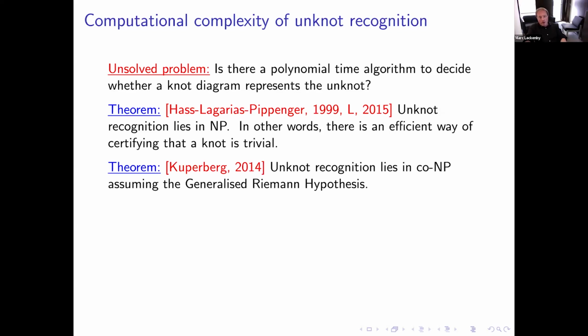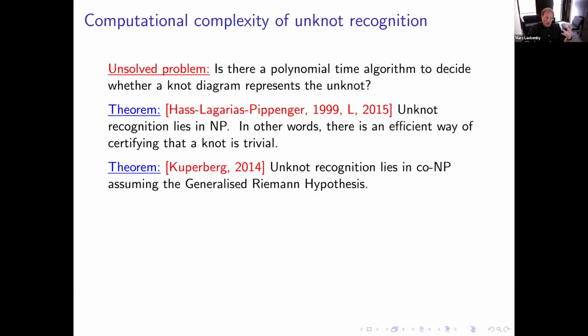Here's a remarkable theorem due to Kuperberg that unknot recognition also lies in co-NP, assuming the generalized Riemann hypothesis. So co-NP means that if someone gives you a knot and it's non-trivial, then you can certify that in polynomial time. The way he did that was he said the certificate for non-triviality is a homomorphism to a finite group with non-cyclic image. It was already known that there was such a homomorphism to a finite group with non-cyclic image.